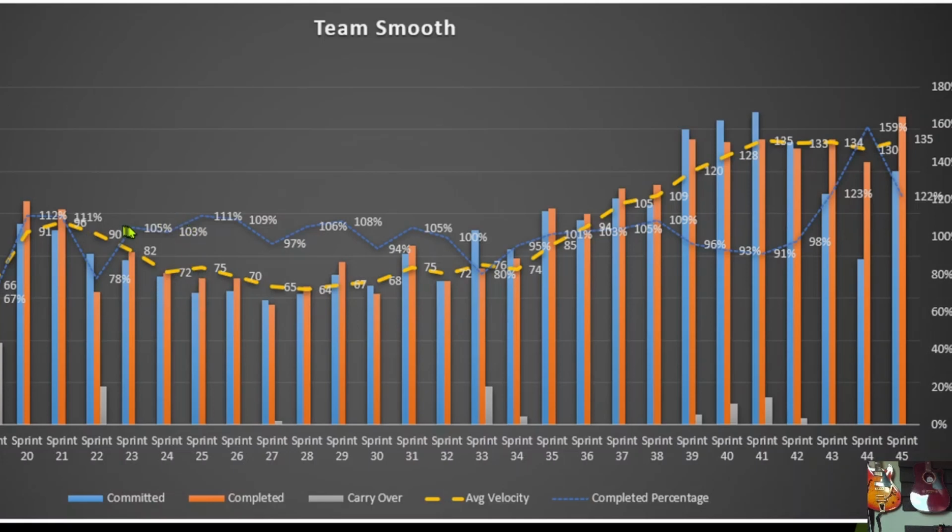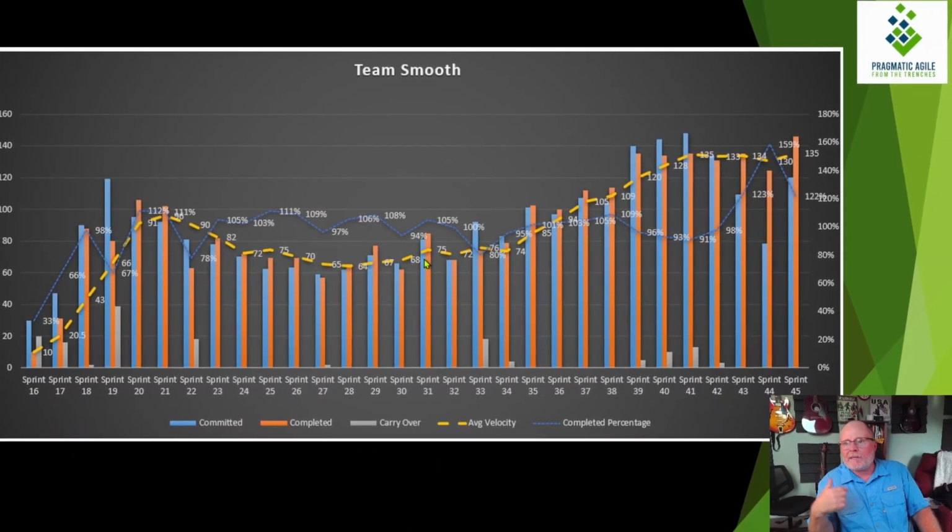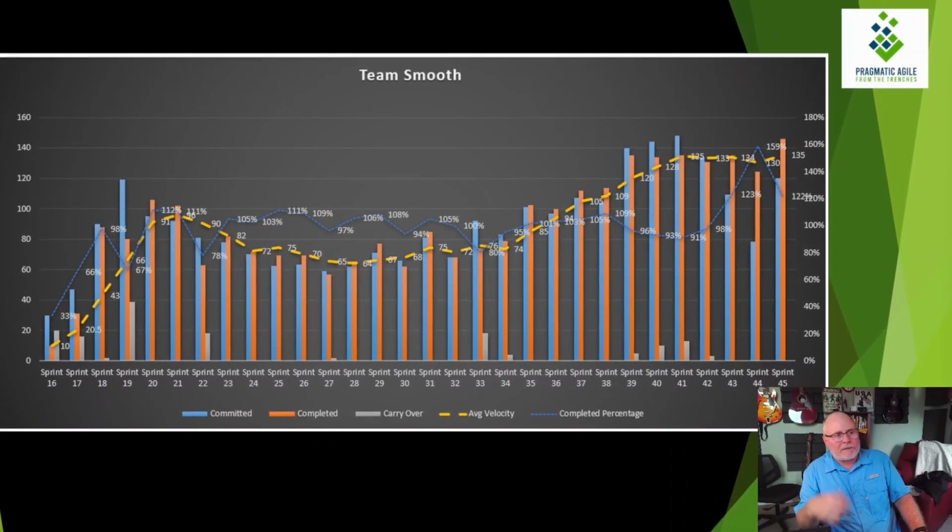So you can see this predictability. Look at this, 105, 103, 111, 109, 97, 106. Very predictable. This excellent Scrum Master did a great job. And then we began to find ways of improving by automating testing, improving the coordination across the teams.